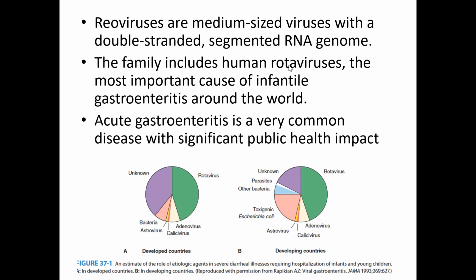Now, your rotaviruses are the most important cause of infantile gastroenteritis around the world. You can see that in both developed and developing countries, rotavirus is still the leading cause of infantile gastroenteritis. This is a very common disease with a significant public health impact, because rotaviruses are very infectious. Once an infant has rotavirus, it can infect water, or drinking water, which may spread in a community.